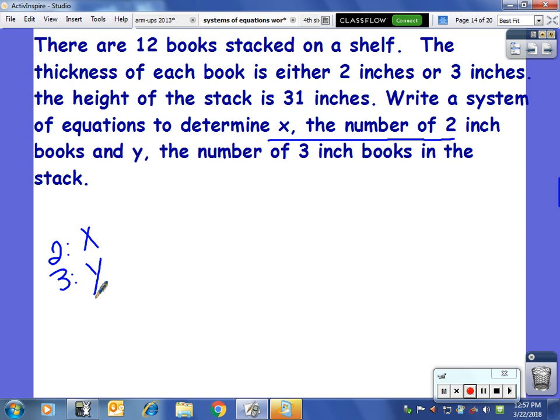One equation is not about how thick they are. One equation is just about how many books are there. Yeah, there's 12 books. 2 different kinds of books. We're calling them X and Y's. And there's a total of 12.